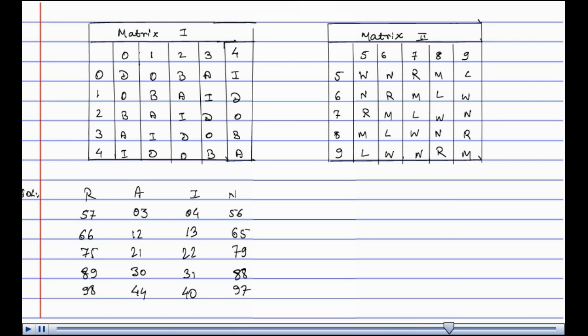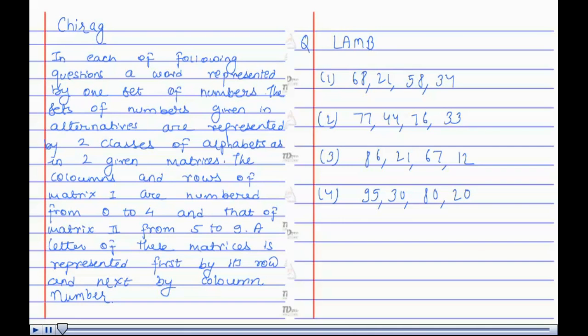If you look at the options, there is only one option that satisfies all the values. That comes down to option number 1, which has the value of R as 57, A as 12, I as 31 and N as 56. Therefore, the answer is 1.